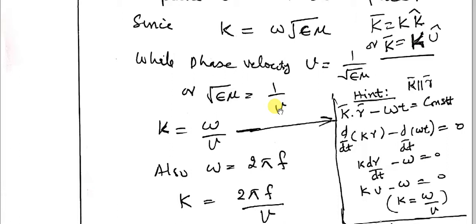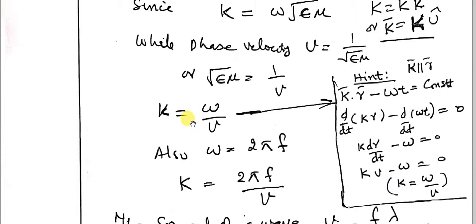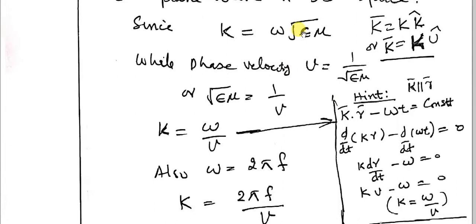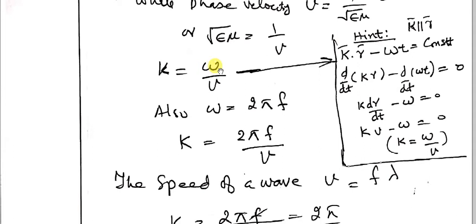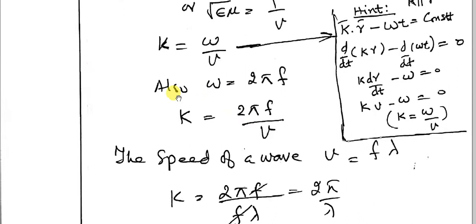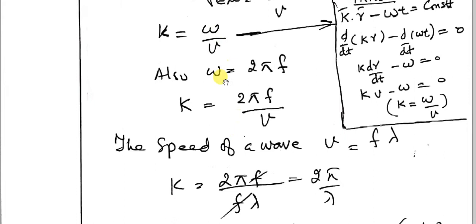We get this term K equal to omega by V. As we put the square root of mu epsilon value 1 over V, we get K is equal to omega over V. We have done this topic before in section 8 as well. Omega is the angular frequency of the wave, and we consider that to be constant. Since omega is equal to 2 pi f, related with the linear frequency, putting the value of omega, we get K is equal to 2 pi f over V.